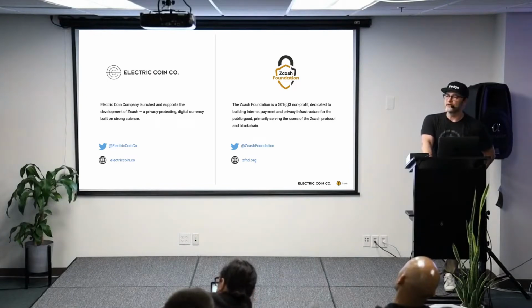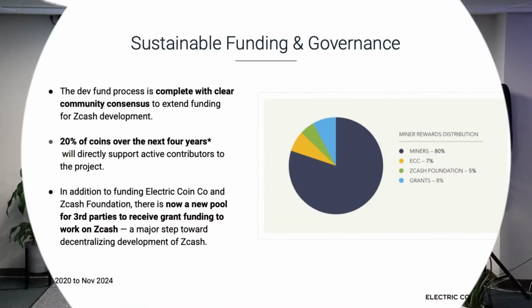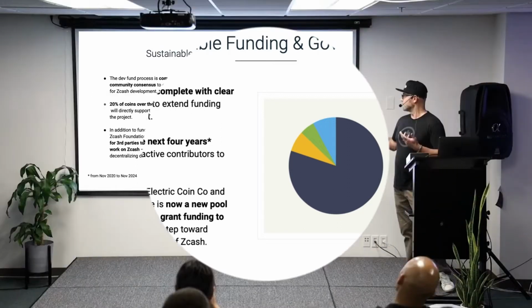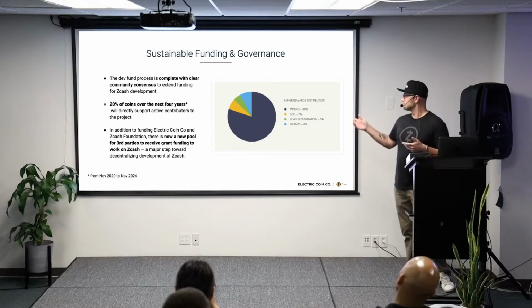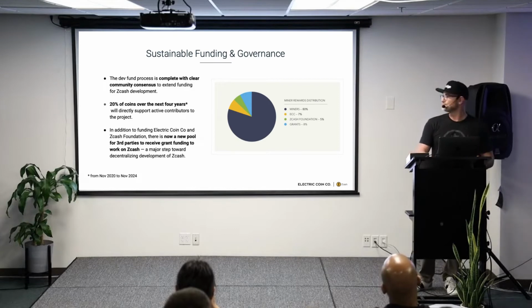and the Zcash Foundation, which is a separate 501c3. Electric Coin Company, by the way, is also a 501c3. We have some unique funding in that we get funded on-chain. So the community votes every 4 years to determine who they want to fund and how. ECC receives 7% of the block rewards. It's currently a proof of work chain. Miners have 80%. The Zcash Foundation gets 5%, and then 8% goes to a grants pool to pay for other developers.